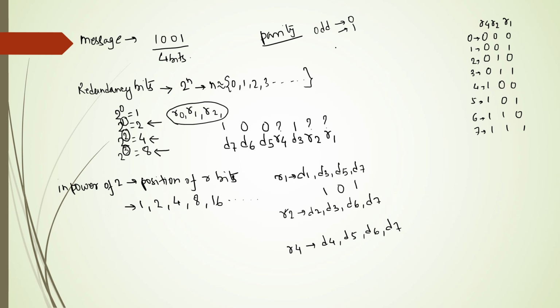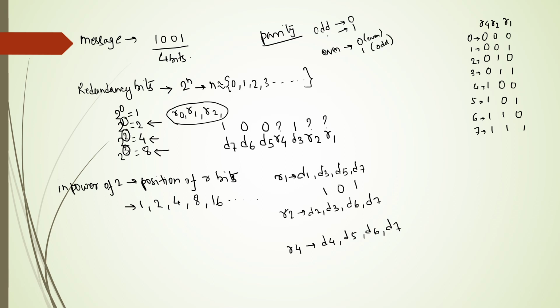Do you remember? Yes, sir. Okay. Again, we can have an even parity. So in even parity, what will happen? If the number of ones are even, it will be a 0. If the number of ones are odd, it will be a 1.